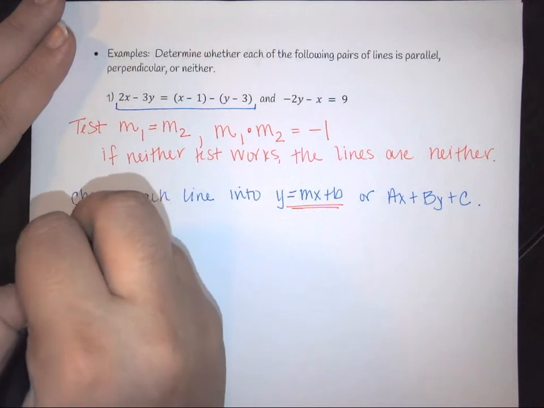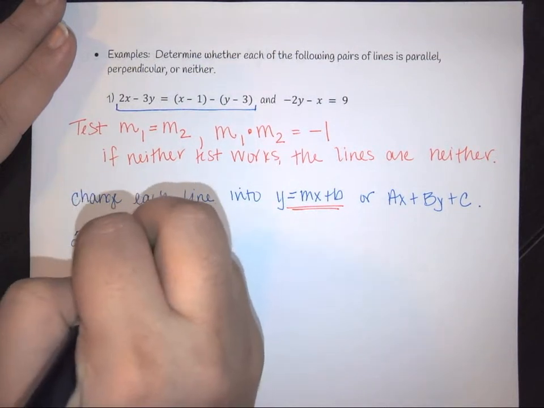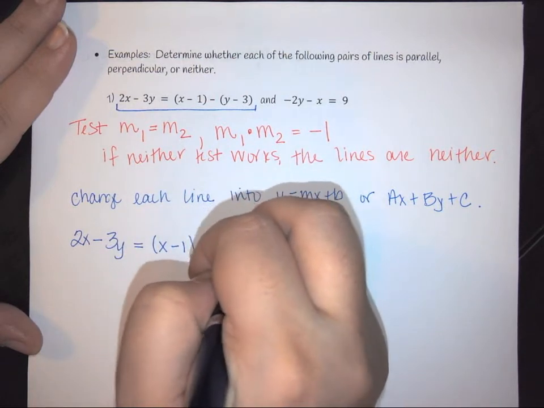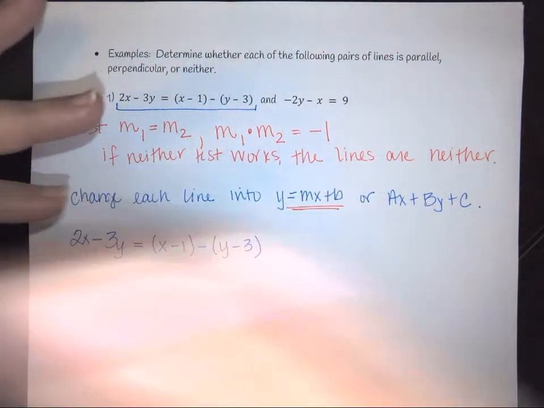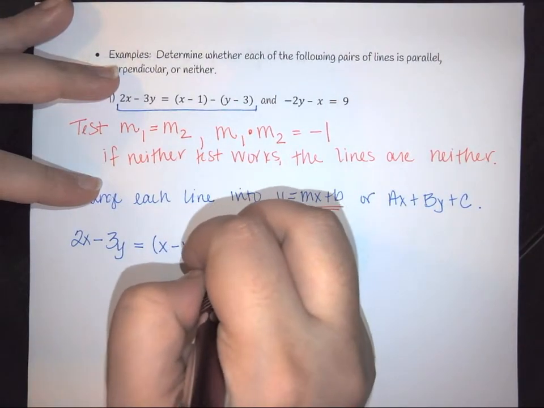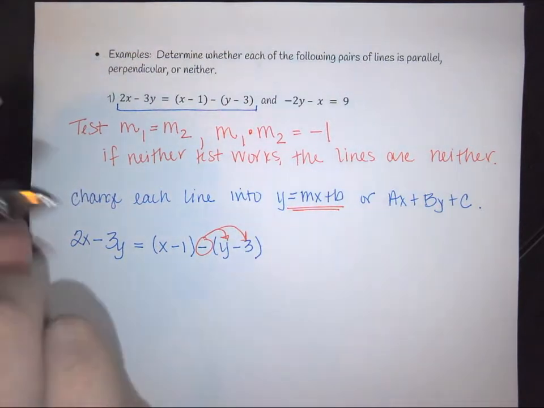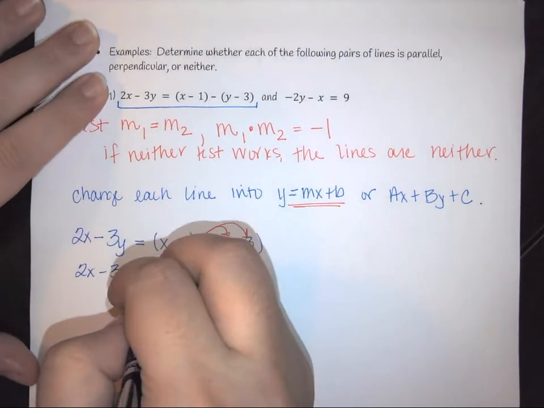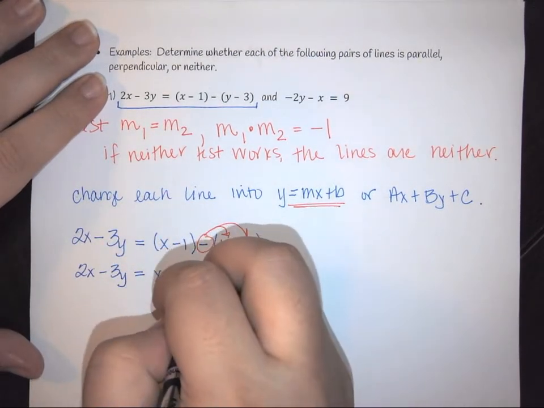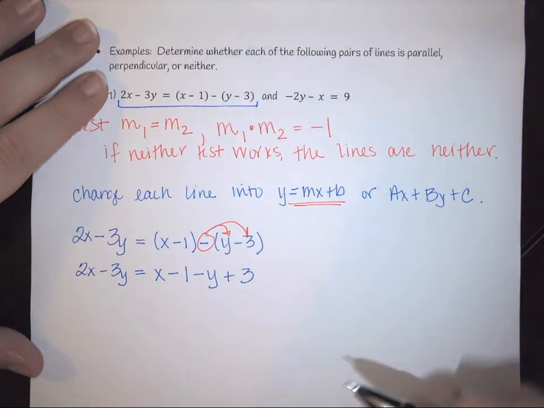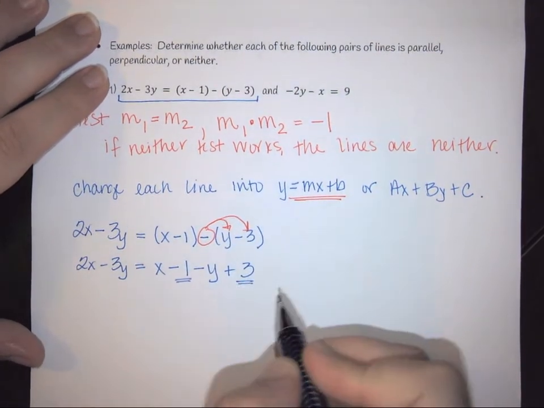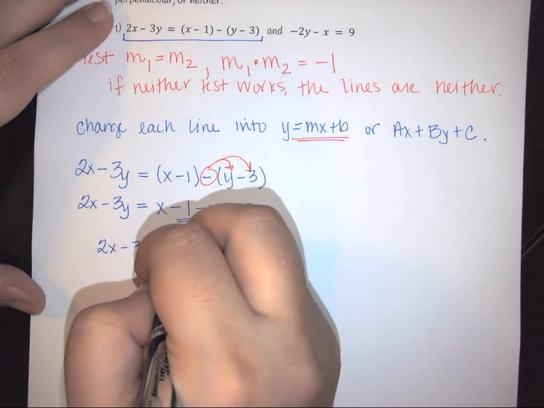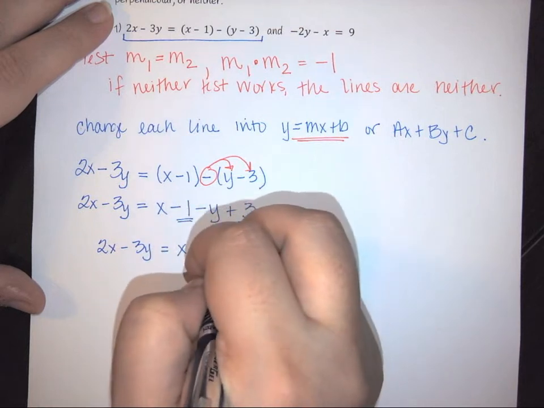So we have 2x minus 3y is equal to x minus 1 minus y minus 3. So the first thing I need to do here is I need to take this negative and distribute it through my back parentheses. So this is my 2x minus my 3y is going to be x minus 1 minus y plus 3. I can combine my two like terms. So I have 2x minus 3y is equal to x minus y plus 2.